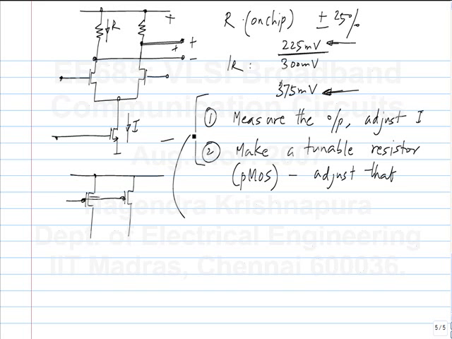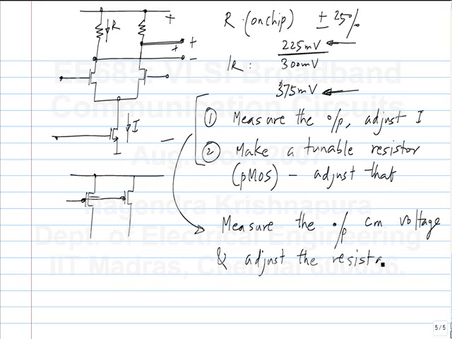This is just a very high level architectural type of suggestion, right? At one level you are saying you measure the output common mode voltage and adjust the resistance, and of course at this high level you can also say adjust the current. But I now want to go into more detail. How do we implement it?